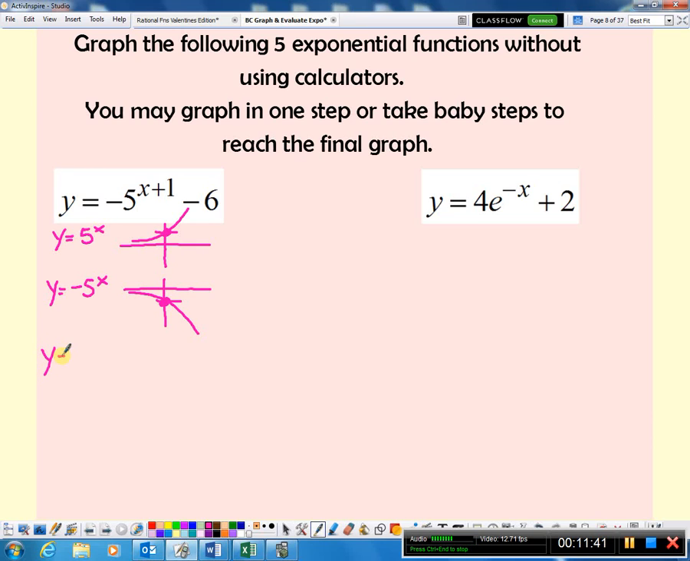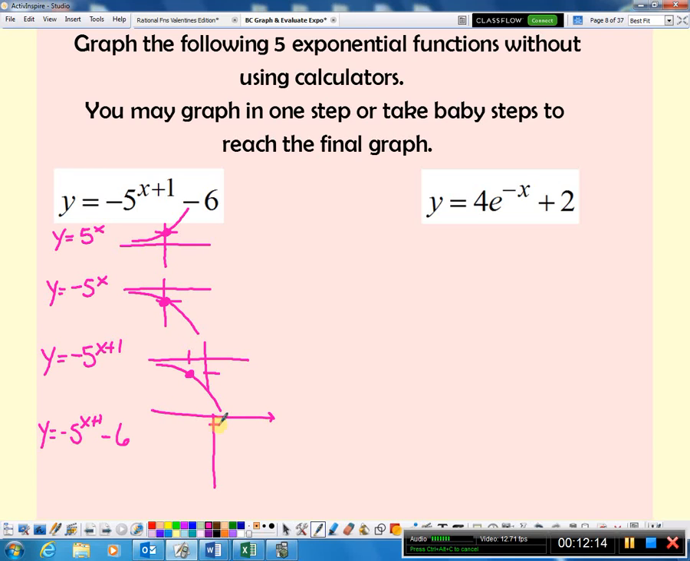Then I can start to look at my translations. So I can handle my left to right translation first. I know x plus 1 moves a graph left 1. Well, that doesn't change your asymptote, but it does change the intercept left 1. And I'm preserving that shape. And then last but not least, I get around to negative 5 to the x plus 1 minus 6. So that takes your graph down 6 units. So 1, 2, 3, 4, 5, 6.